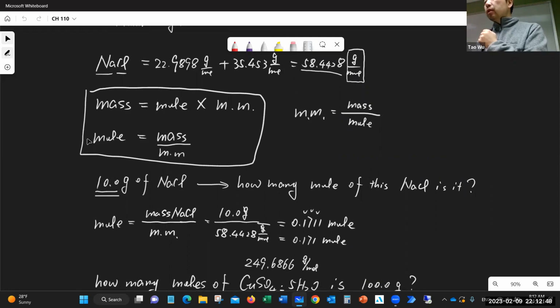Okay, those two equations are what I hope you can remember. At the end of the semester, eventually: mass equals mole multiplied by molar mass, and mole equals mass over molar mass. Because we're converting mass to mole and mole to mass very, very frequently, I hope you're going to use this.